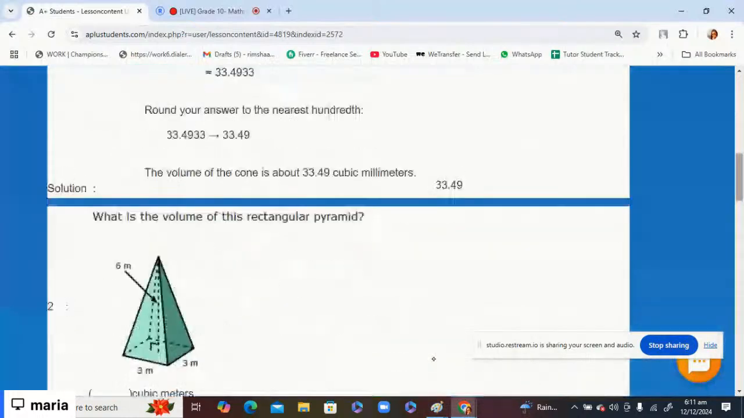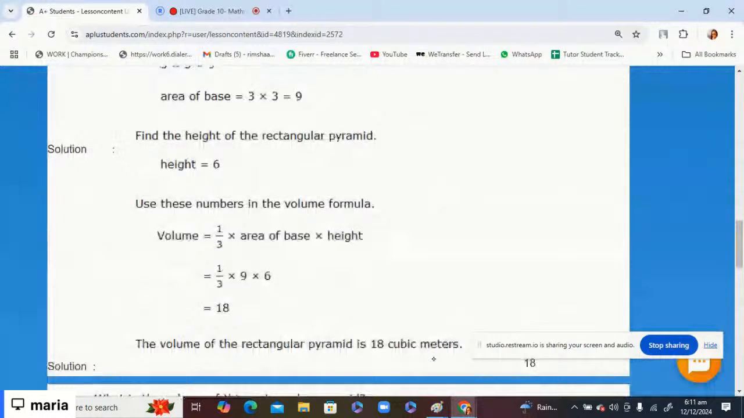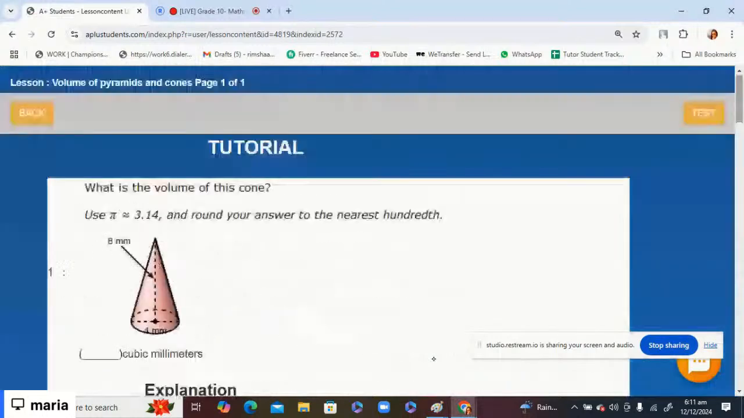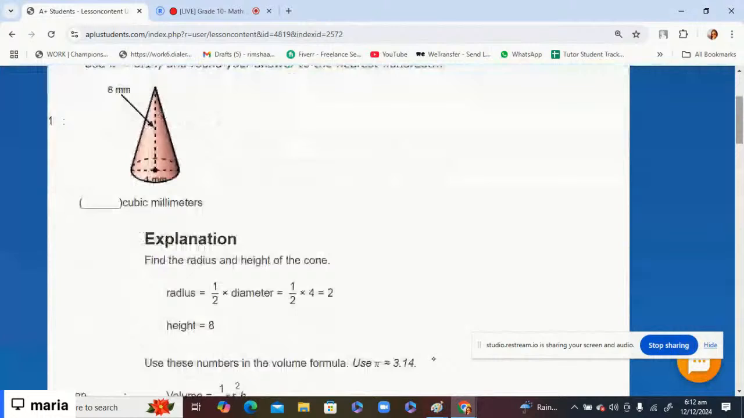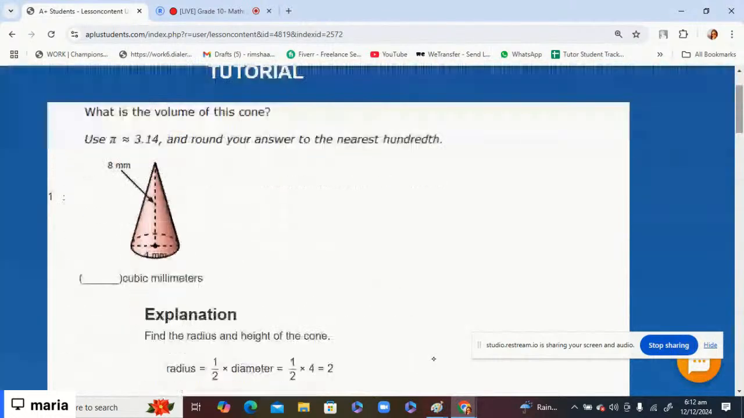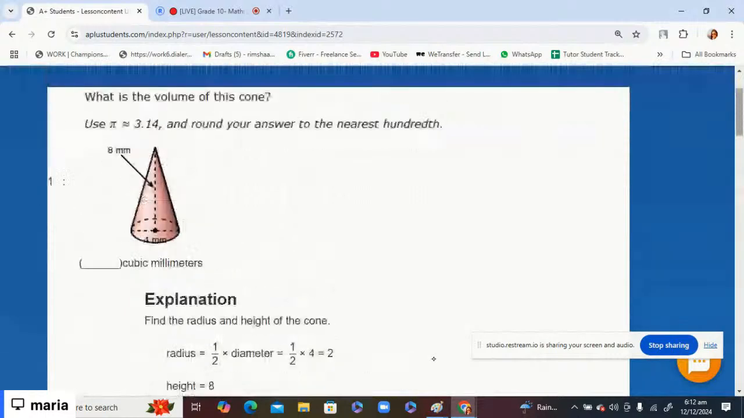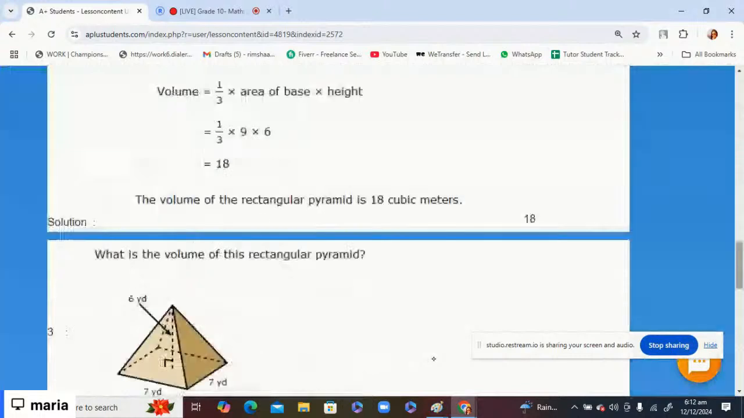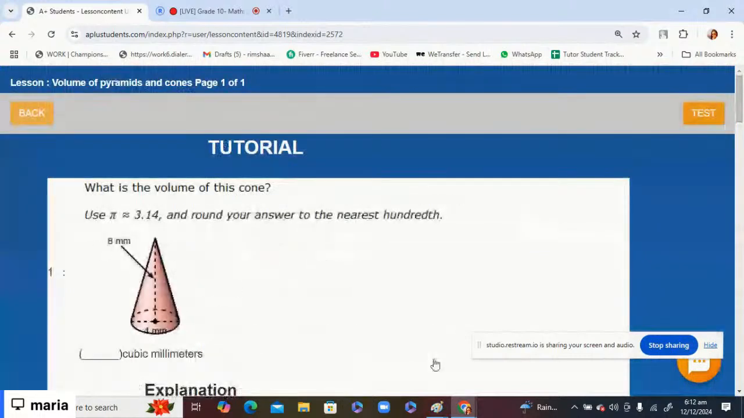Rectangular pyramids, or two things we are now interested in: the cone volume. This is given in the question like 1 by 3 pi r square h, and the volume of the rectangular pyramids, this is 1 by 3 area of the base times height. Okay, let's do the test questions.